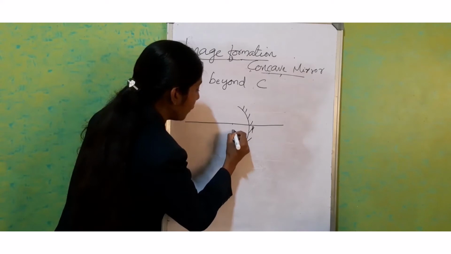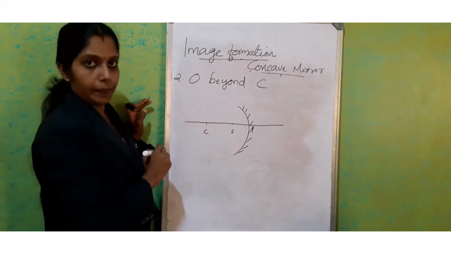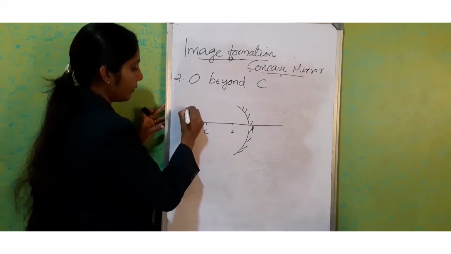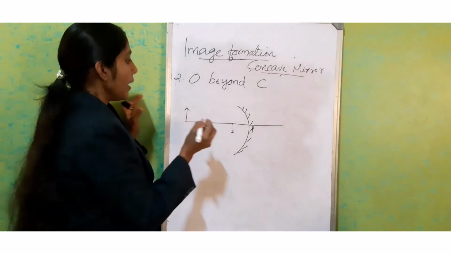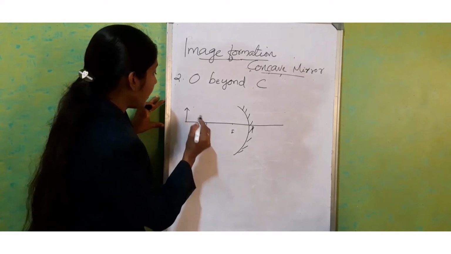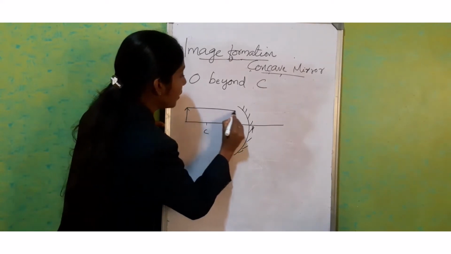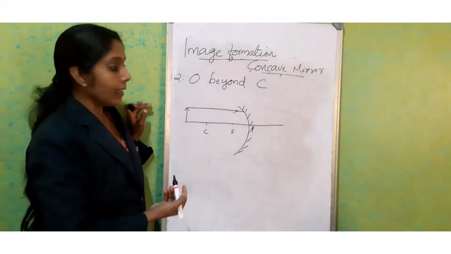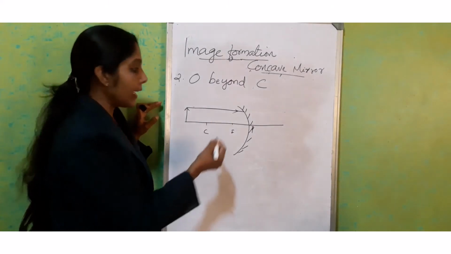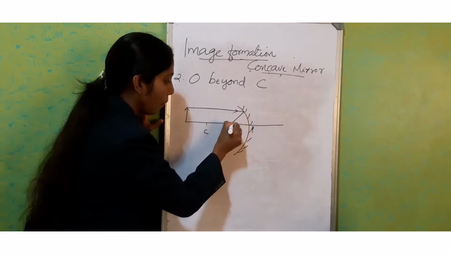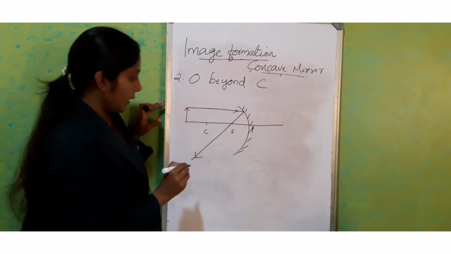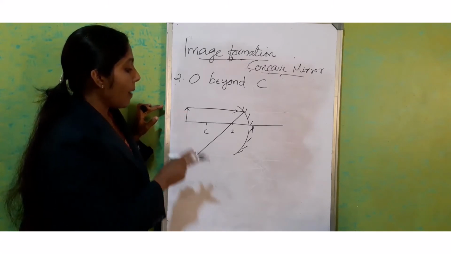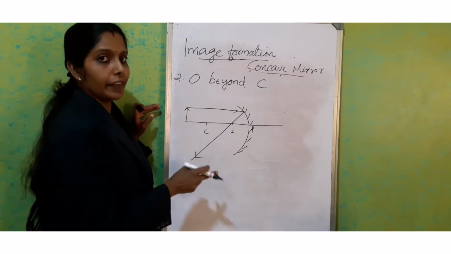Pole, focus, center of curvature. Beyond the center of curvature, I am drawing an object here, and I am taking a ray which is parallel to the principal axis. If a ray is parallel to the principal axis, after the reflection it has to pass through the focus. So this is our first ray. For the second ray, I am taking a ray which passes through the center of curvature. We can take any ray.